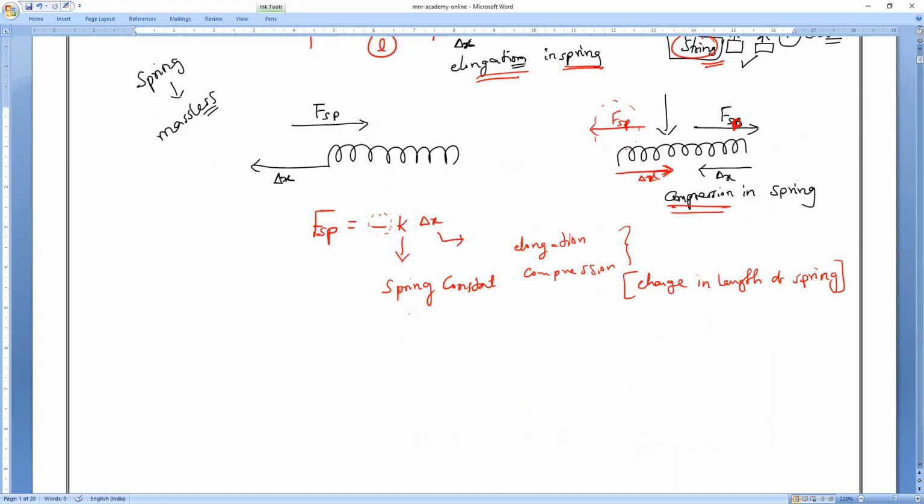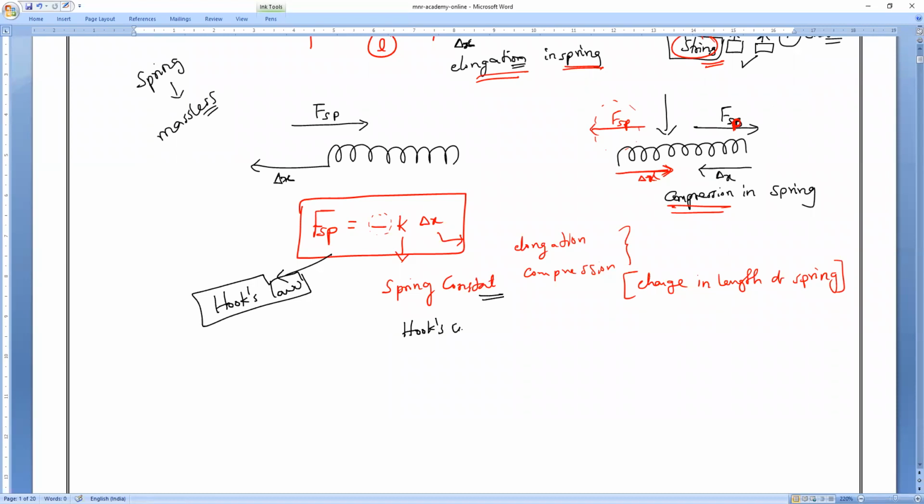So this is the formula for spring force. The spring force is equal to minus K into delta X. This is the very popular law known as Hooke's law. What is it called, everybody? Hooke's law: spring force is equal to minus K into delta X. This K is called the spring constant, or even Hooke's constant. That is what you have to remember.